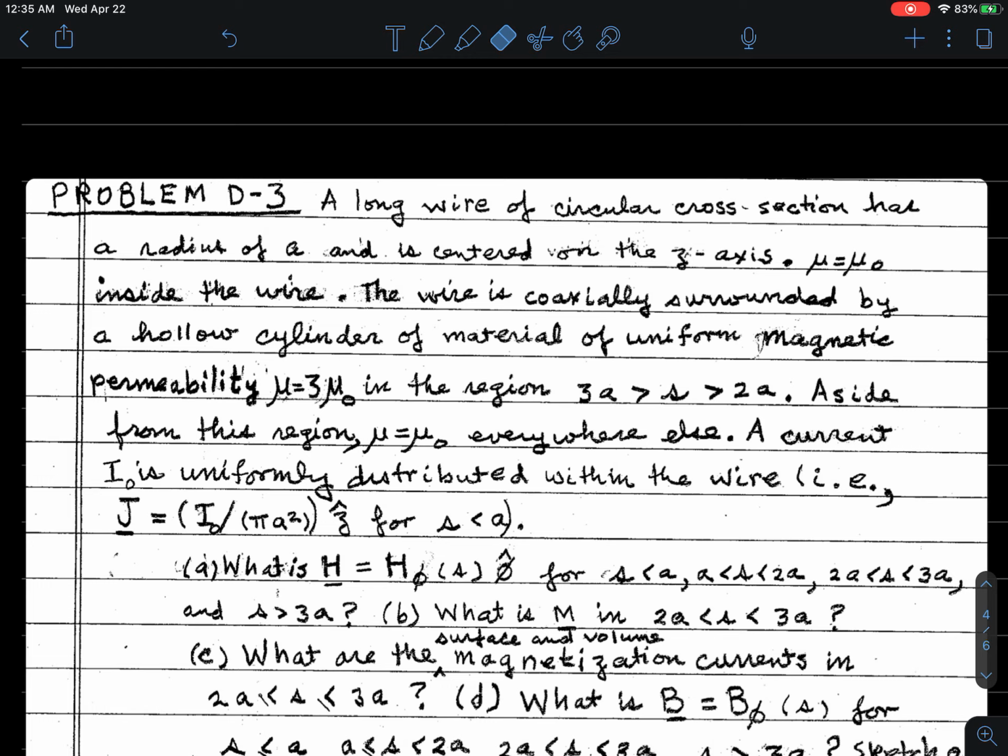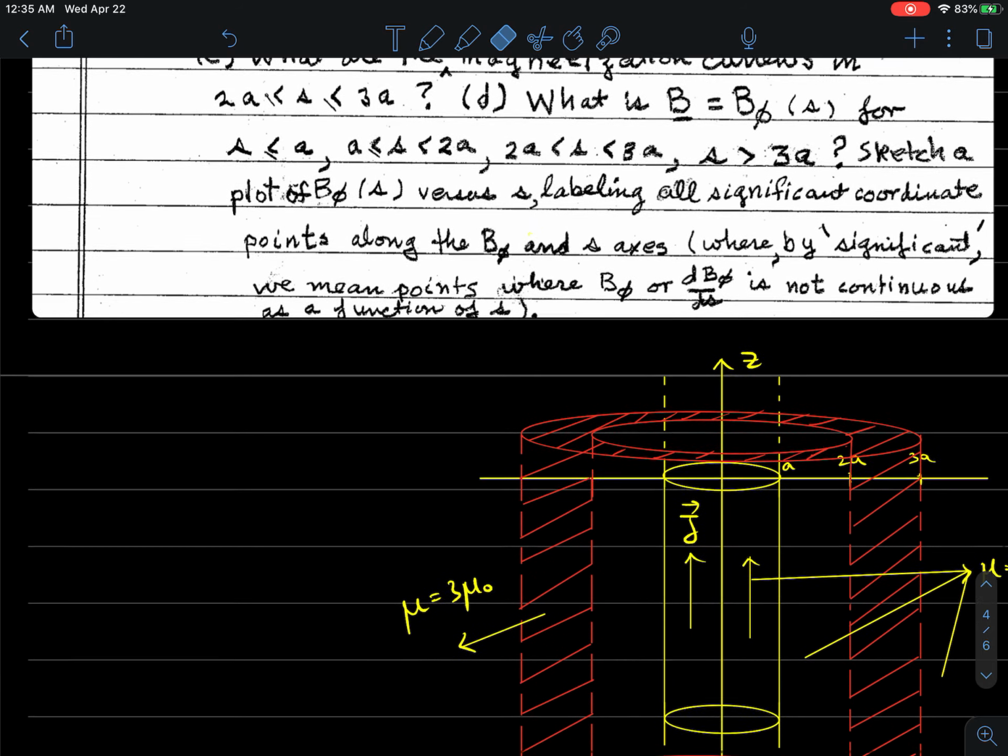So what is H for s less than a, for s between a and 2a, and when s is between 2a and 3a? We can find this simply by using Ampere's law.